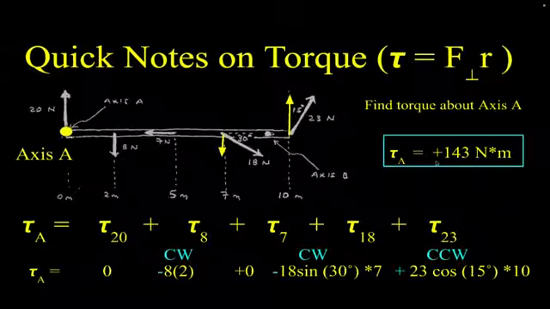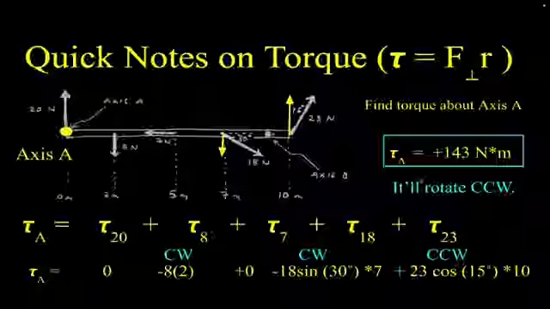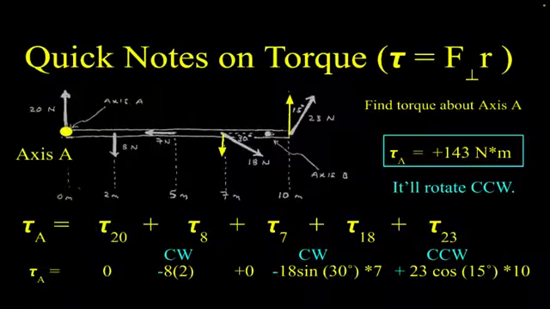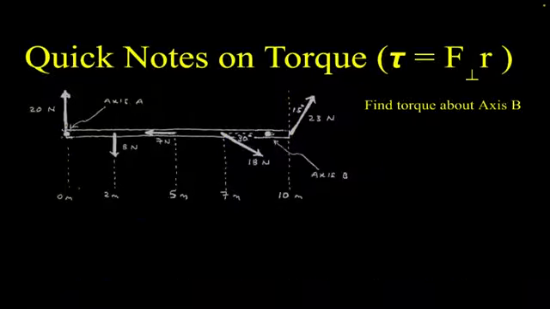Well, so the fact that this torque came out positive would mean that the door would rotate counterclockwise about axis A. Well, let's try this again. Now what we're going to do is find the torque about axis B.